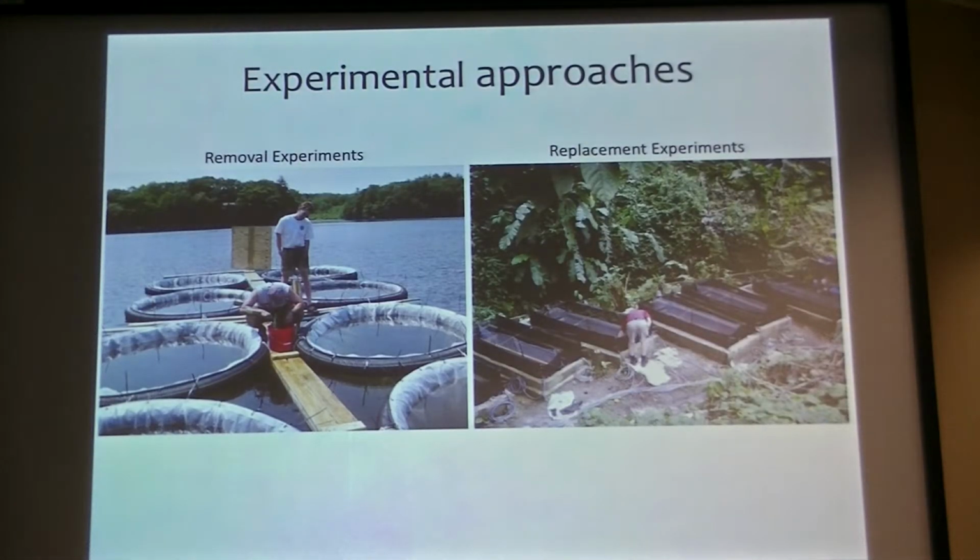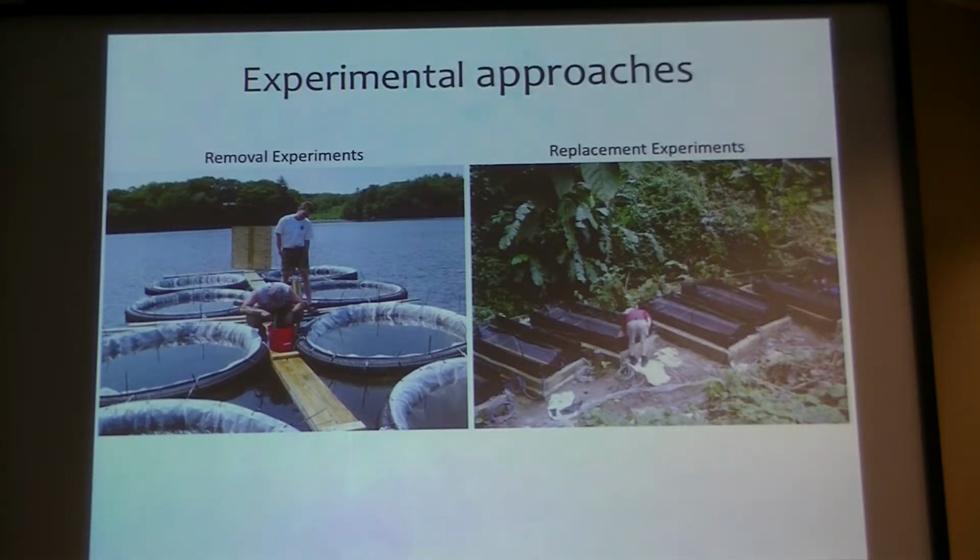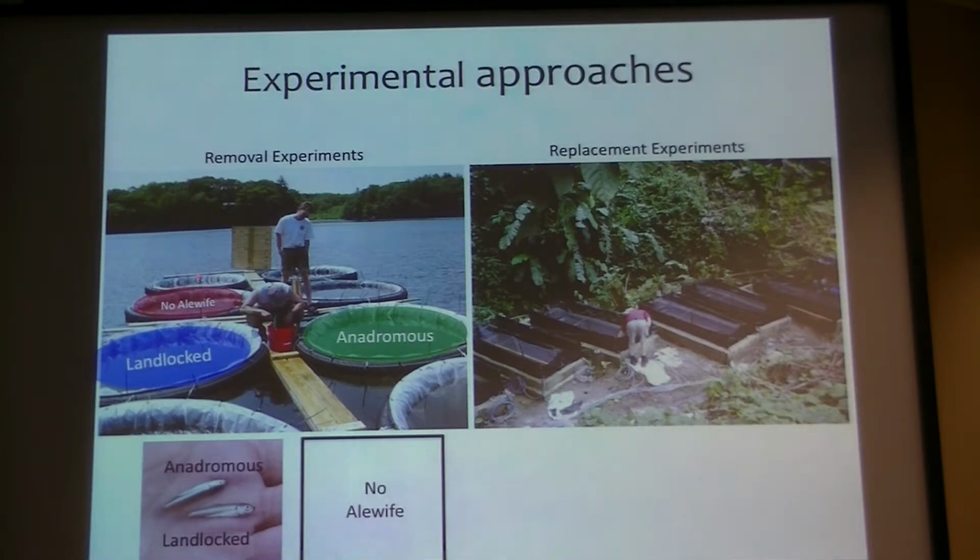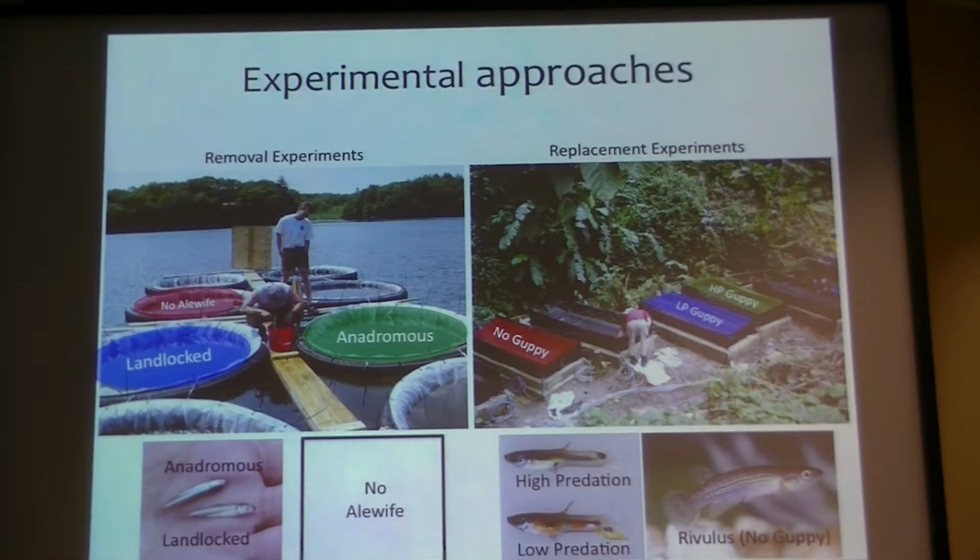Okay, so first I'll talk about experimental approaches, and essentially we use 2 types of experiments. We use removal experiments, which are similar to what I talked about in the alewife experiments, right? So where we compare life history variation, in this case, landlocked compared to anadromous, and contrast that with the removal of that species from the system, okay? The second type of experiment we looked at is the kind we ran in the guppy mesocosms, okay? We have LP guppies versus HP guppies, and in the no guppy treatment, we didn't remove fish entirely, we replaced the biomass of guppies with equal biomass of rivulets. So we consider that a replacement, okay?